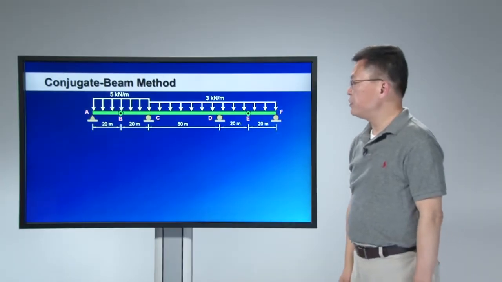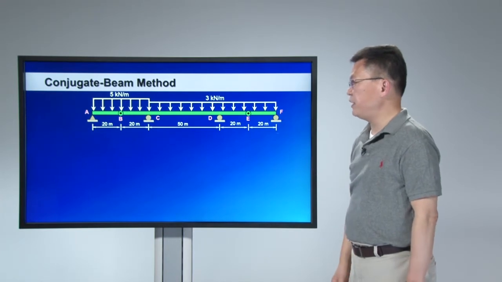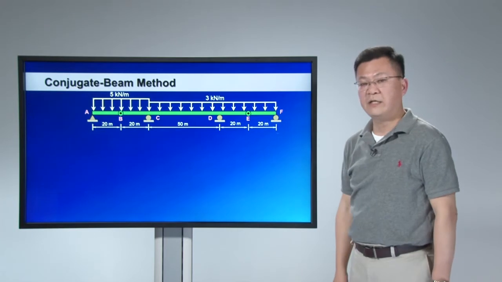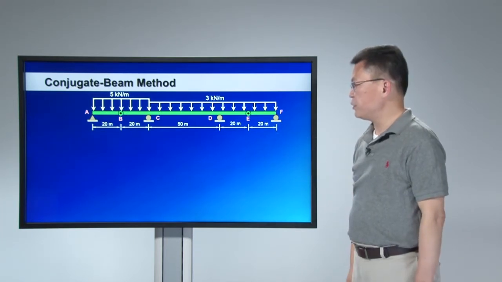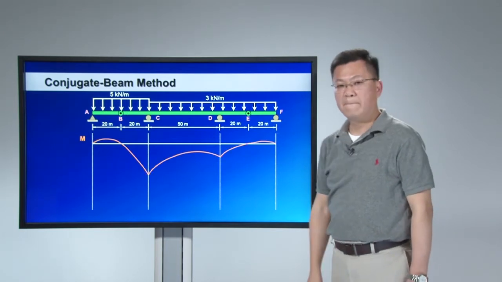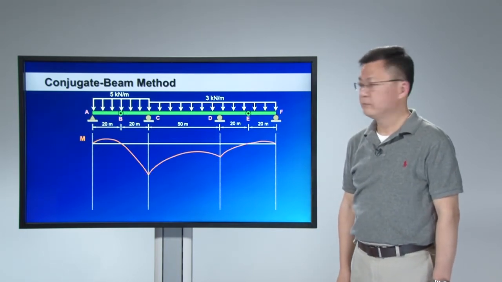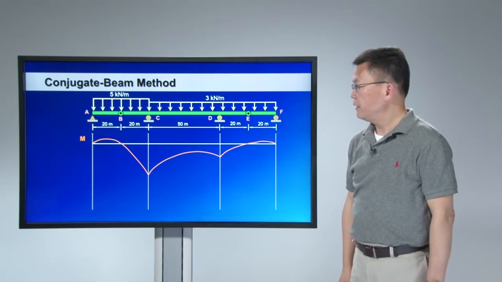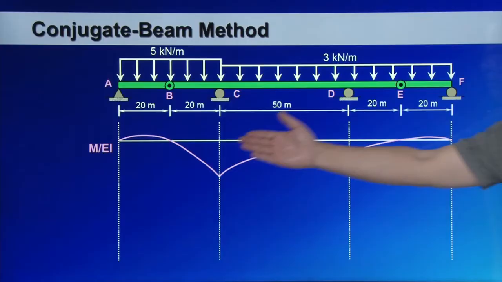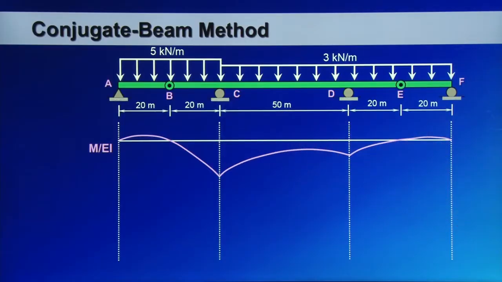Next, I'm going to use this example to illustrate how you can use the conjugate beam method to determine rotation angle and displacement for this structure. First, you obtain the bending moment diagram. Divide this bending moment diagram by EI. So you obtain the M over EI plot, which will be used to act on the conjugate beam.